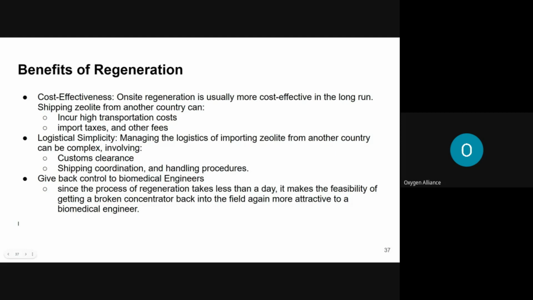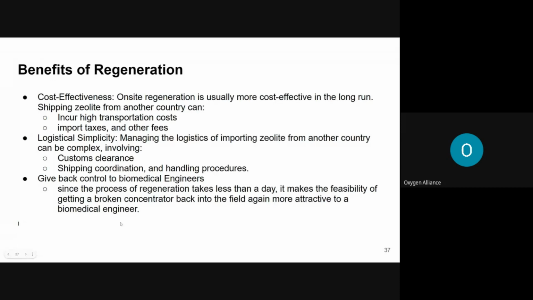which can significantly increase the overall expenses. And when the COVID-19 pandemic was at its peak, this was also one of the biggest challenges. There was high demand of zeolite and the prices just went crazy.